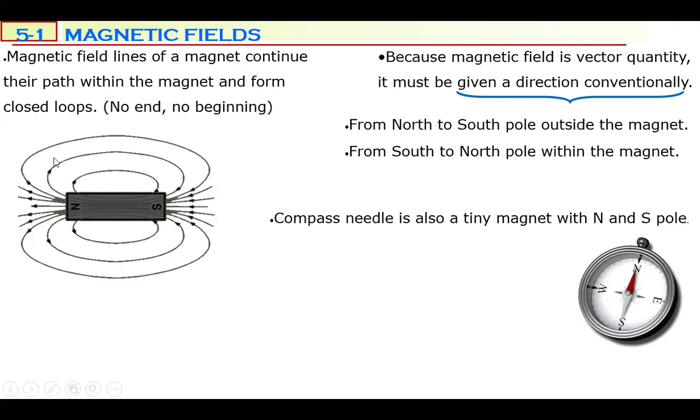It's leaving from North and entering to South outside of the magnet, but from South to North within the magnet. So this direction is conventionally given, as I said. When you look at the magnetic field lines, you don't see a direction, but mathematically we have to give a direction to the magnetic field because it's a vector quantity. And a compass needle is also a tiny magnet with N pole and S pole, so it is used to find the direction of the magnetic field at any given point in any space around you or around a magnet.